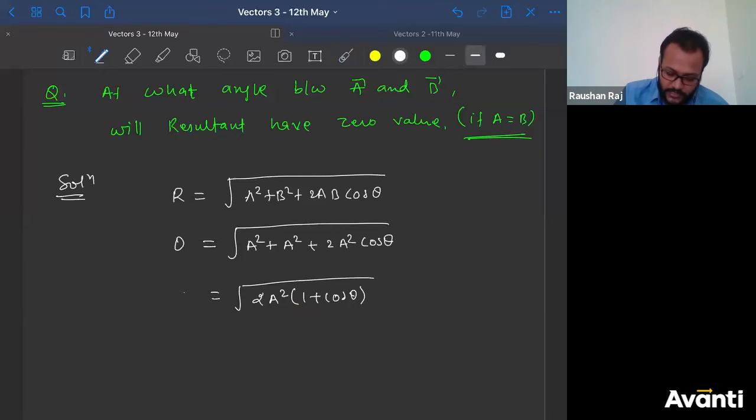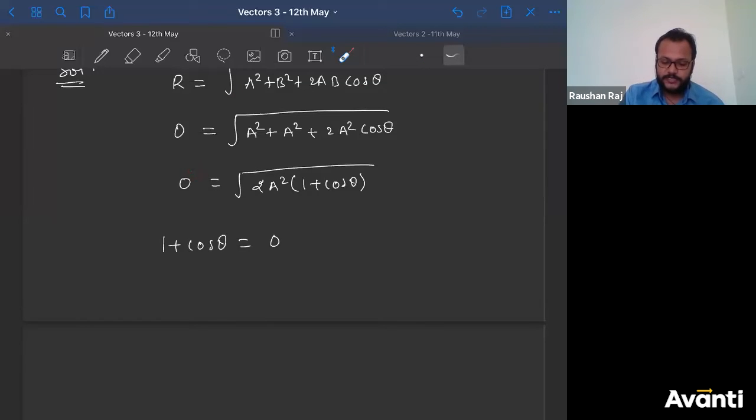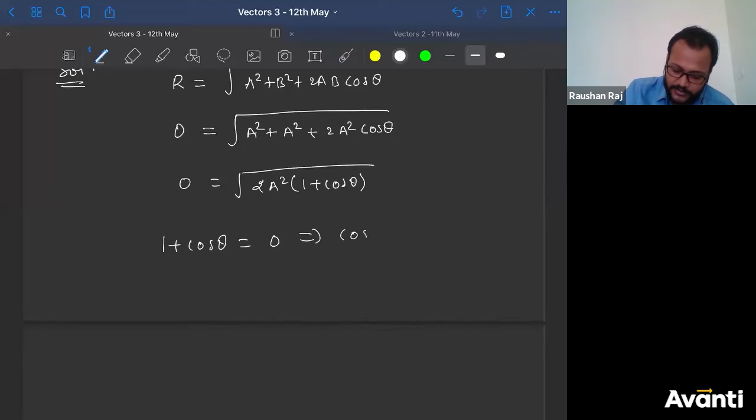But this is equal to 0. Correct? So I'm going to get square root of 2A square into 1 plus cos theta equal to 0. Square on both the sides. 0 square is 0, and on the right hand side you'll get 2A square into 1 plus cos theta. This cannot be 0 because A and B are not 0. So we have to get 1 plus cos theta as 0. So this will give us cos theta is equal to minus 1.